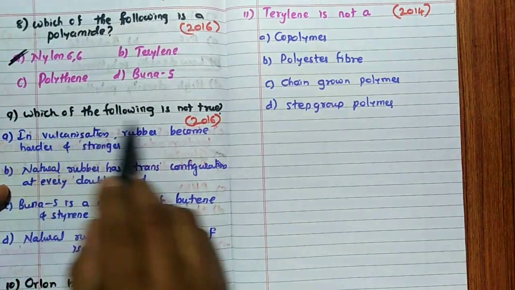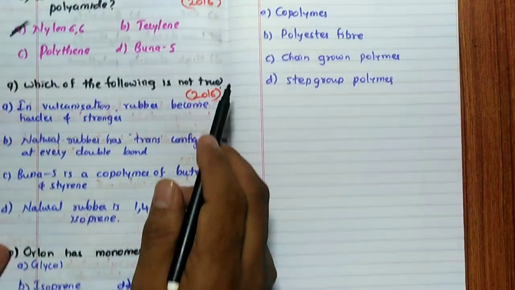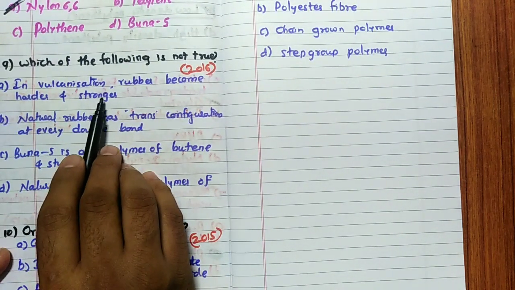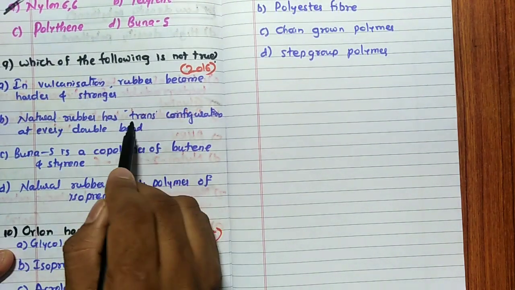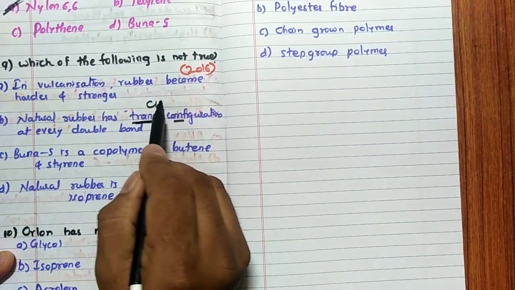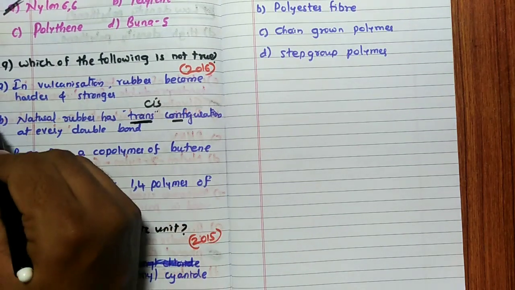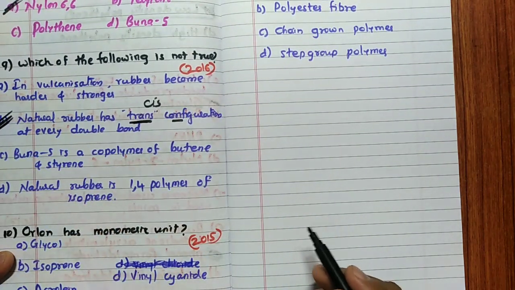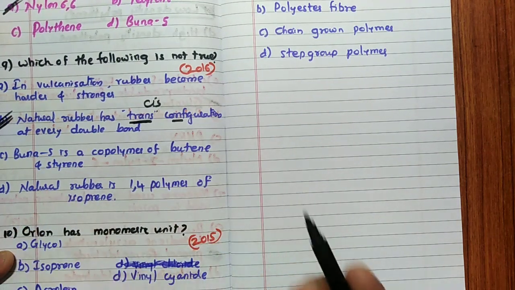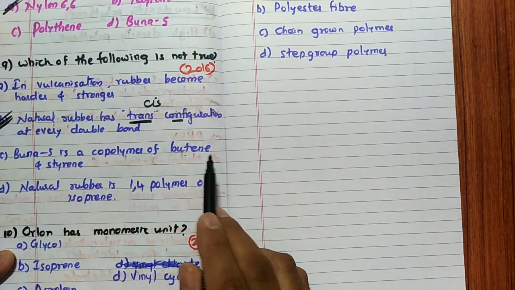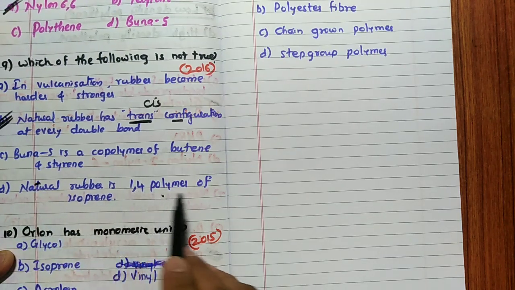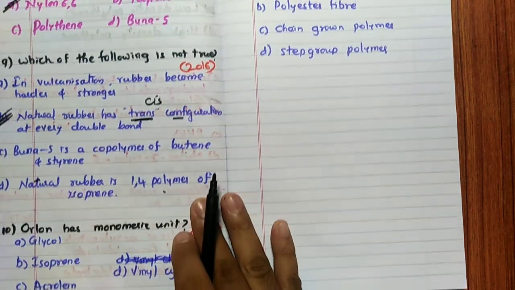Which of the following is not true? This was asked in 2016, so read that correctly. In vulcanization, rubber becomes harder and stronger, which is correct. Natural rubber is trans configuration? Remember, natural rubber is cis configuration. We know that, so definitely this should be the answer, that is the 9th one. B: Buna-S is a copolymer of butadiene and styrene. This is also correct, 1,3-butadiene. Natural rubber is a 1,4-polymer of isoprene, also correct.